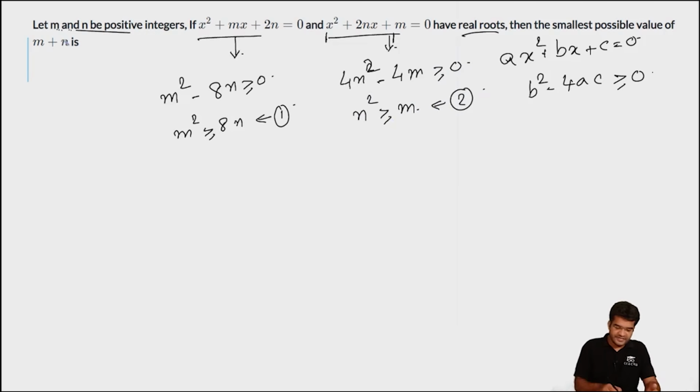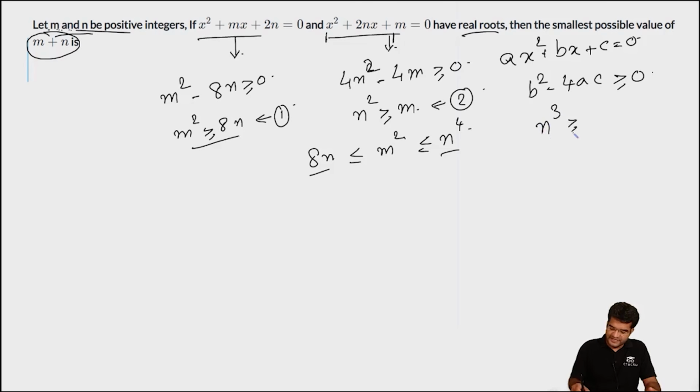We are told that m and n, both of them are positive integers, and we are required to calculate the smallest possible value of m plus n. Here we are told that m is less than or equal to n square. Therefore m square is less than or equal to n to the power 4, but m square itself is greater than or equal to 8n. What this would imply is that n to the power 4 is greater than or equal to 8n, or n cube is greater than or equal to 8, or n itself is greater than or equal to 2.